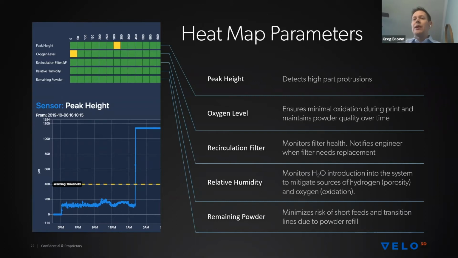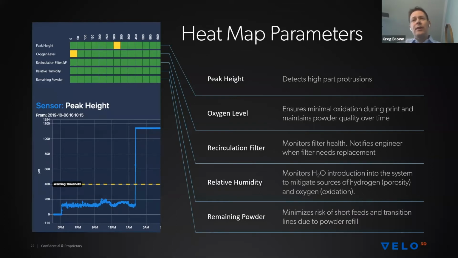So what we track is peak height, and basically that gives an indication to the user, during this build, what was the highest point of the part, through all the different layers. And this is the one that does have active feedback with the printer, where if it does get beyond a certain threshold, it will automatically stop the printer to make sure that you don't get any damage. So that's peak height.